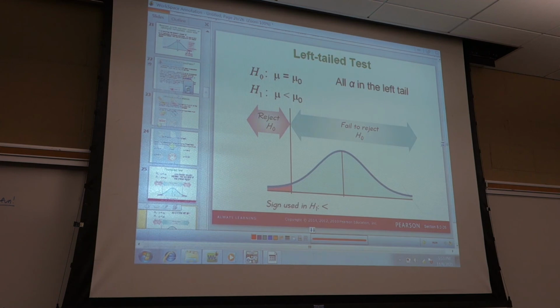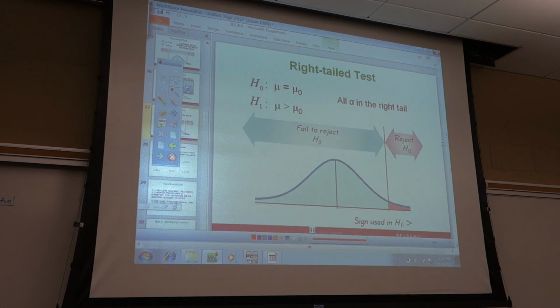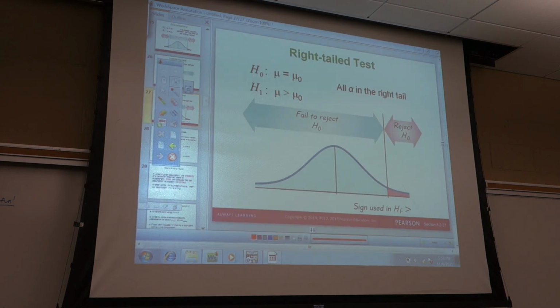And then we have right-tailed, where all the alpha's in the right tail. And again, we're saying now my H1 is that my mean is greater than everybody else's mean. My mu is greater than mu naught, than the general world's mu.